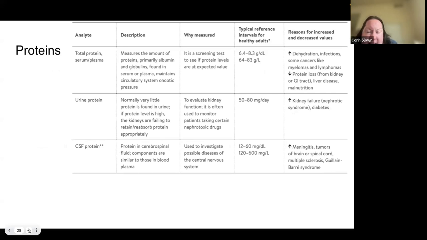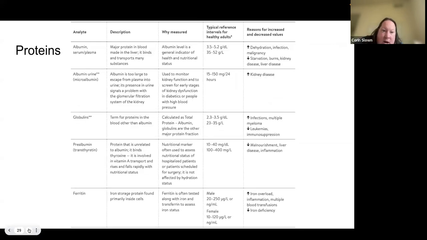And then we have some proteins that are commonly measured in the blood. So we have a total protein count, and then we also have urine protein. Normally, you don't have a lot of protein in the urine. If the protein level is high, then there's an issue with your kidneys. And then the cerebral spinal fluid. So if you have protein there, that could signal, say, for example, an infection like meningitis. There are specific proteins that we pay attention to, like albumin and globulins and ferritin.